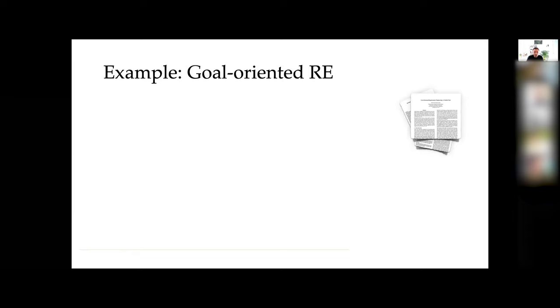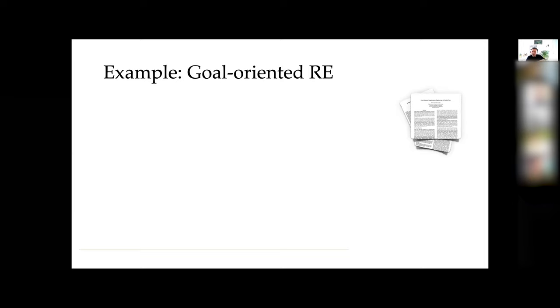Now, goal-oriented requirements engineering, I just assume that maybe not all of you have heard of that. Goal-oriented requirements engineering is just a collection of different approaches to requirements engineering. It's a collection of approaches that help you model high-level goals and break them down and infer requirements from these goals.